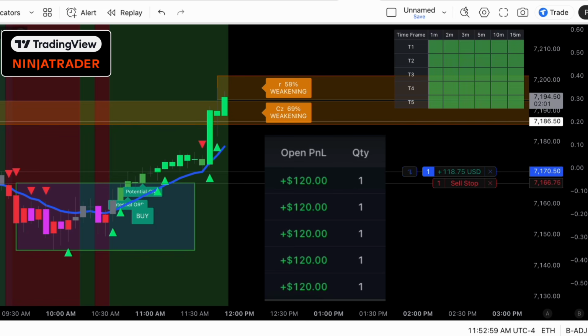How many times can you lose $12.50 and not blow a $50,000 prop firm account? I'm going to say a lot of times. I don't know what the math is, but a crap ton of times. We are in just one micro, risked about 10, 12 ticks top. So about $12 to $15.